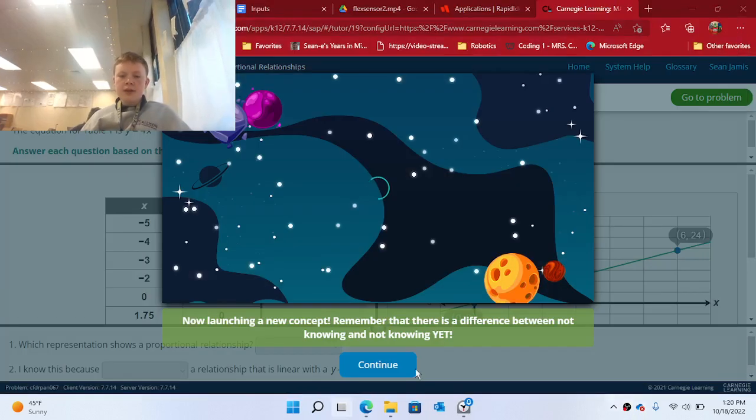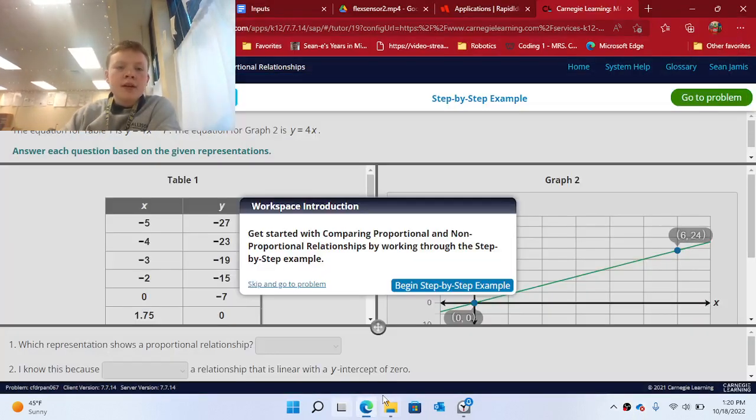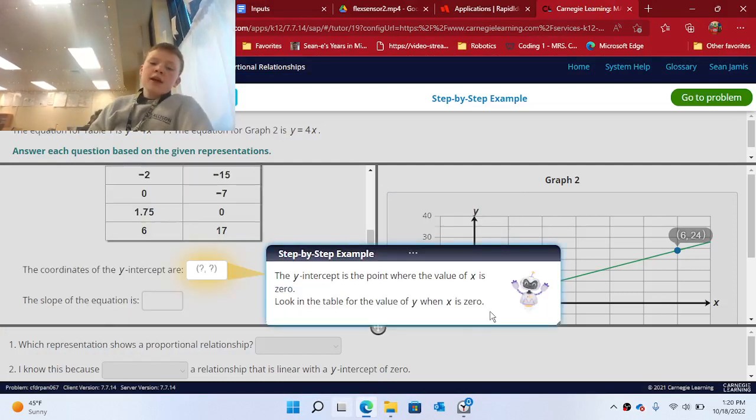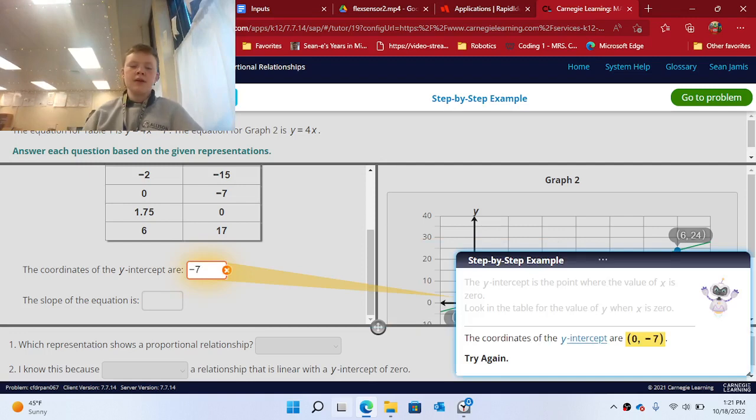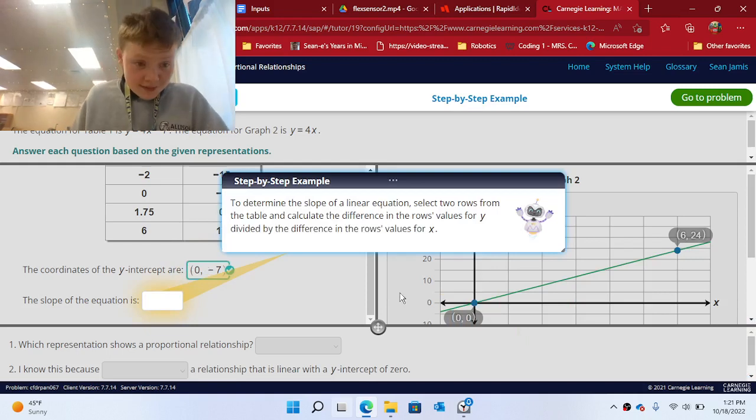I guess we're doing the Mathia comparing proportional and non-proportional relationships step-by-step example. So I'm going to set this apart: the value of x is 0. Look in the table for the value of y when x is 0. 7. Oh, sorry, they want us to be more specific, like this.